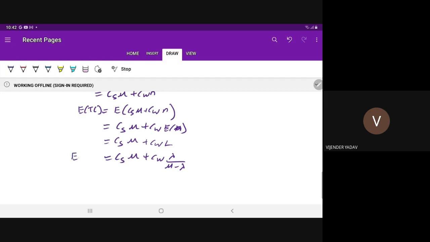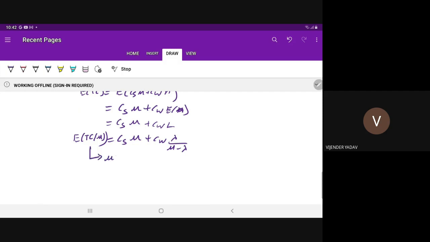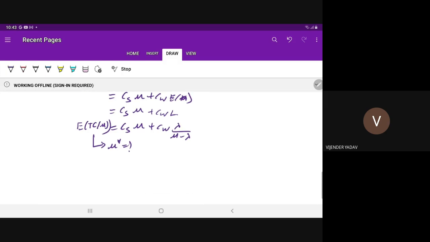Now this ETC is a function of the decision variable mu. From here, we have to determine mu star. From calculus, if you compute the derivative of ETC with respect to mu and equate it to zero, that will give you the stationary value. So it is CS minus CW lambda upon mu minus lambda whole square, and for the stationary point, this must be equal to zero.